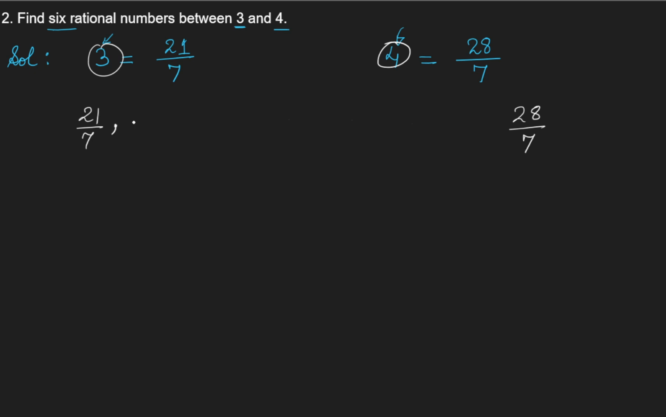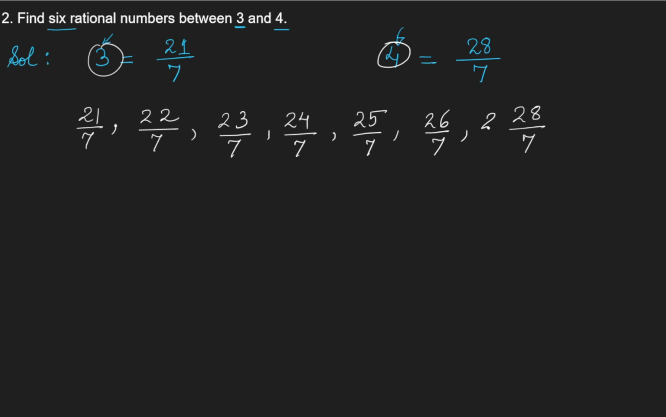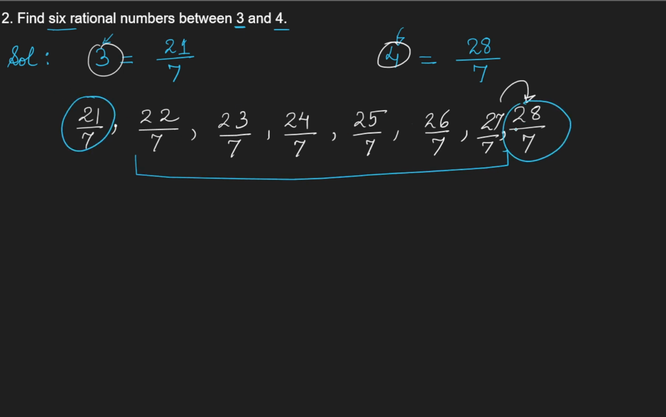And let us write all the numbers that come in between them. So 21 by 7, the next number would be 22 by 7, next number would be 23 by 7. Keep on going in the same manner: 24 by 7, 25 by 7, 26 by 7, and 27 by 7. And the next number will be 28 by 7. Actually this is number 3 and this is number 4. So all the numbers in between are the 6 rational numbers that we wanted.